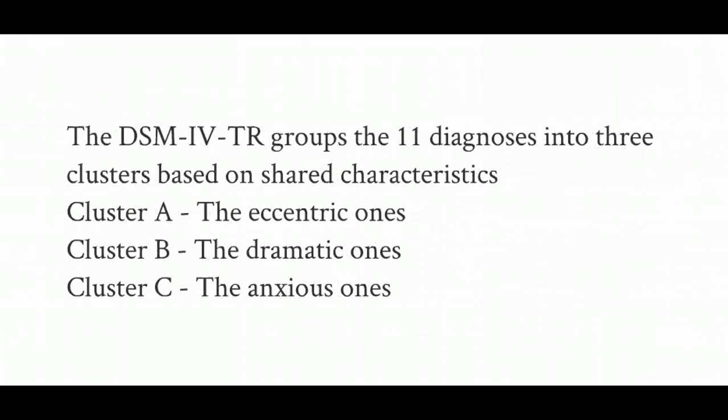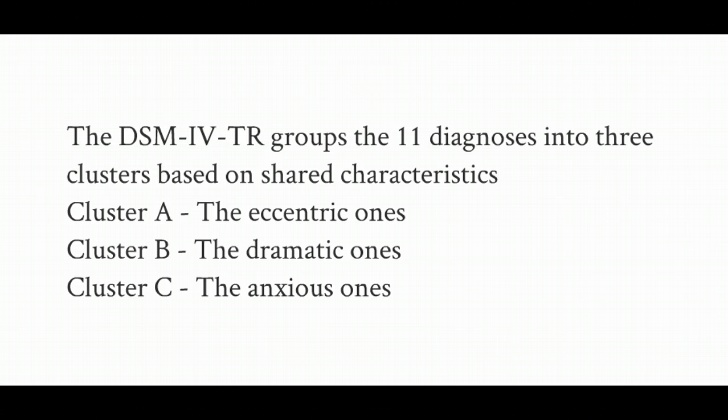So the DSM-4 groups the 11 diagnoses into 3 clusters based on shared characteristics. The DSM-5 has the same clusters. So we have cluster A, cluster B, and cluster C. So cluster A is eccentric individuals. That's very important. So cluster B has dramatic behavior at the core of the diagnoses, and then cluster C is anxiety.